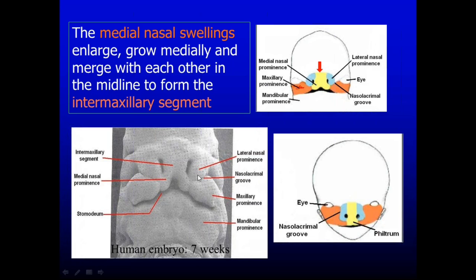Now, as the nasal pits come closer, this area of the nose heaps up, and these two nasal pits open externally as external nares. These ala of the nose are formed by the lateral nasal prominence, these ala.